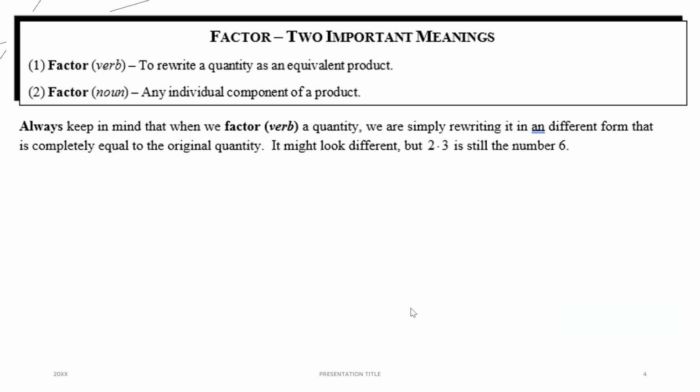So remember, factor is a verb: to rewrite a quantity as an equivalent product. But you can also talk about factor as a noun, as an individual component of a product. Like 2 times 3, both 2 and 3 are a factor of 6. You know what I'm saying?